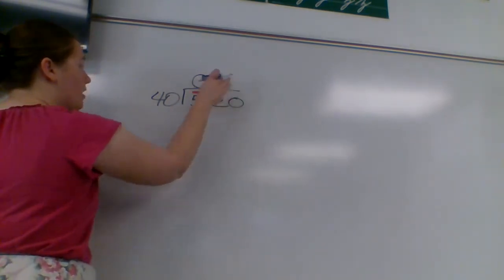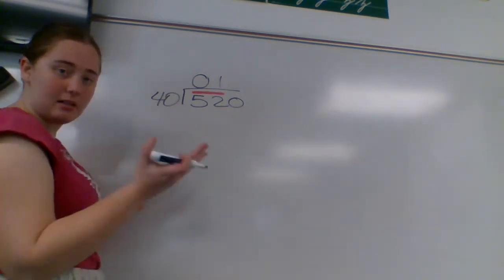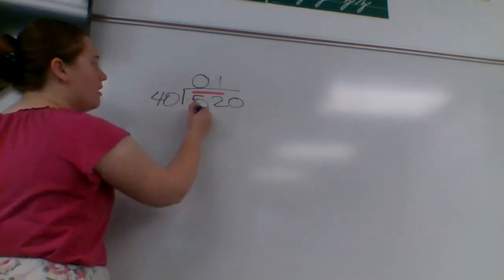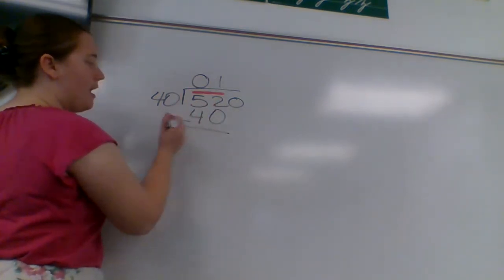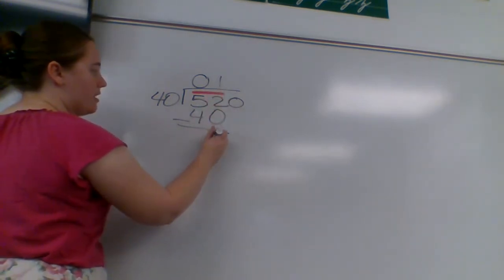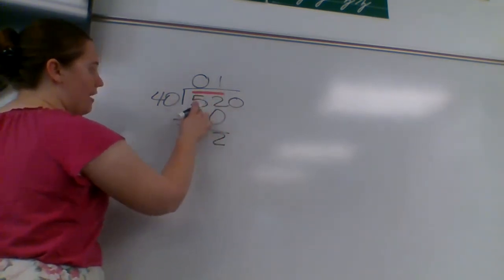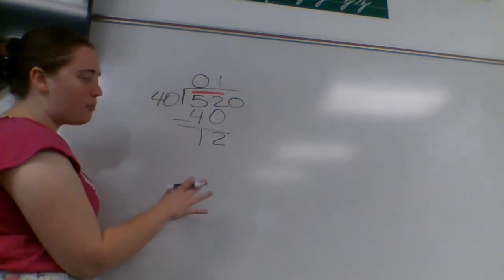And then I'm going to do 1 times 40. Well, I know what 1 times 40 is. 1 times anything is whatever this number was. So I'm going to put 40 right here, because I know 1 times 40 is 40. And I'm going to subtract, because it's my next step. 2 minus 0 is 2. 5 minus 4 is 1. So I have 12 as my leftover number down here.